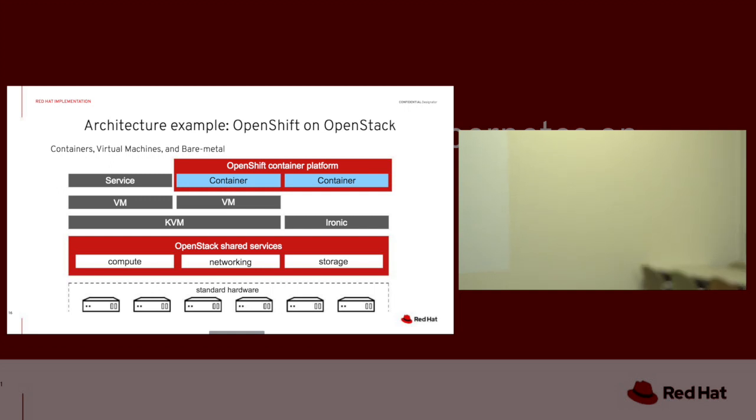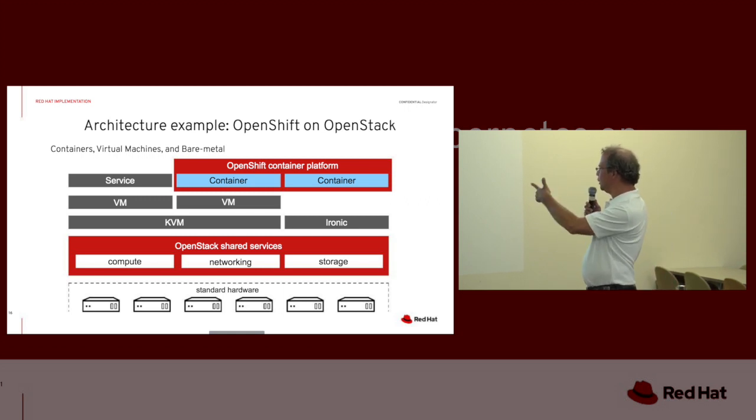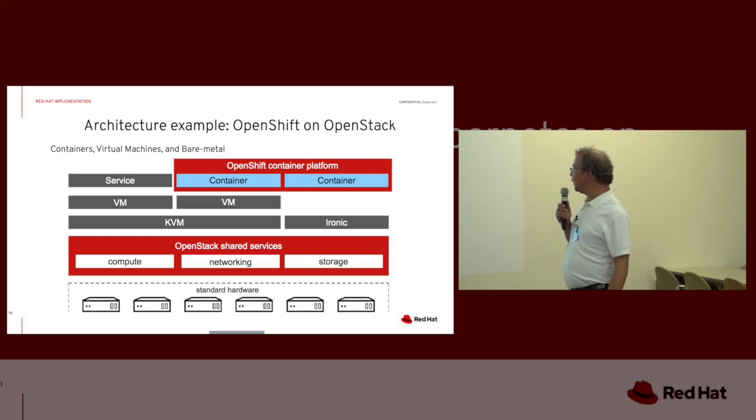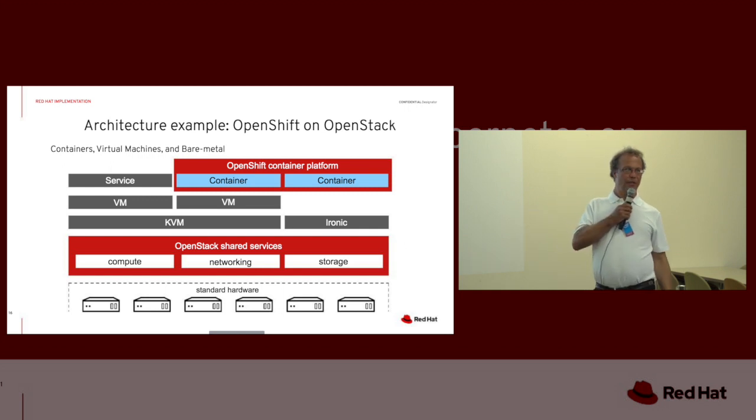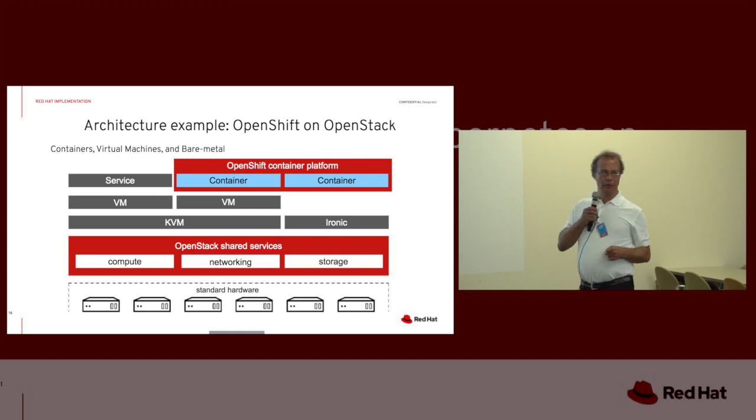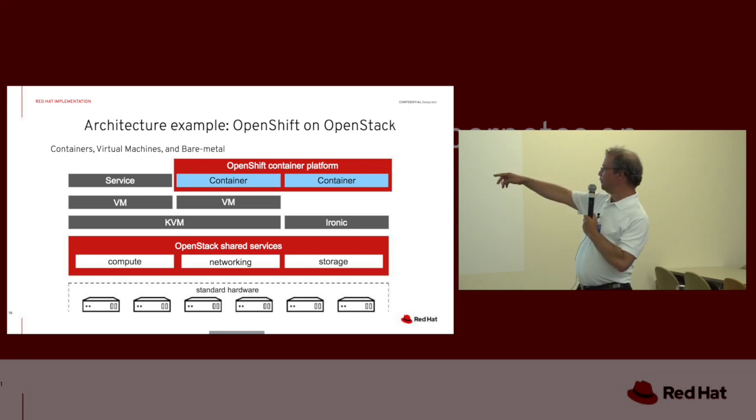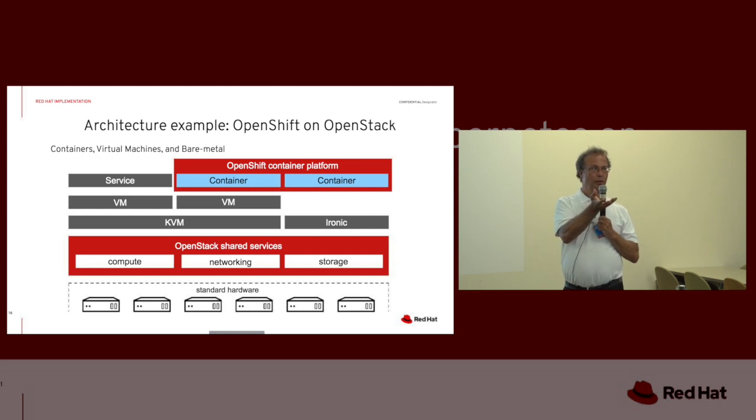So finally, we'll have an architecture example. OpenShift on OpenStack. OpenShift is Red Hat's distribution of Kubernetes, along with other associated services on top of it. But you see here, OpenStack again is doing that shared layer of compute, networking, and storage on standard x86 hardware. KVM is the hypervisor. Ironic is the bare metal service. So there, OpenStack is either provisioning as a hypervisor for shared virtualization or directly on the server for bare metal.